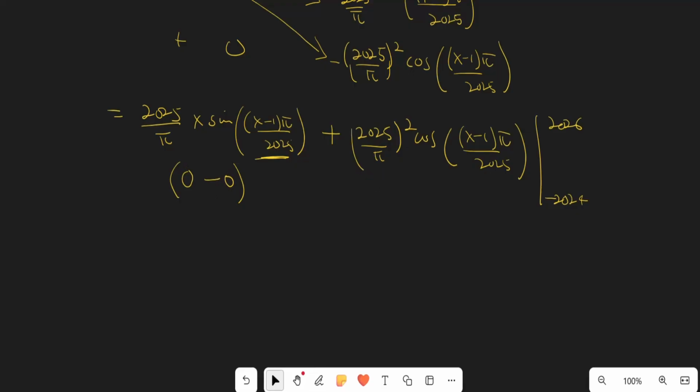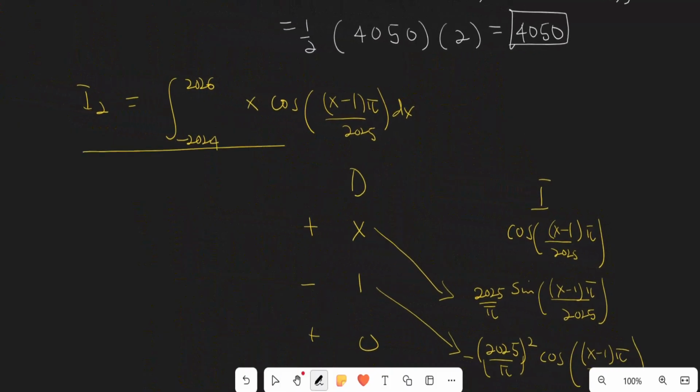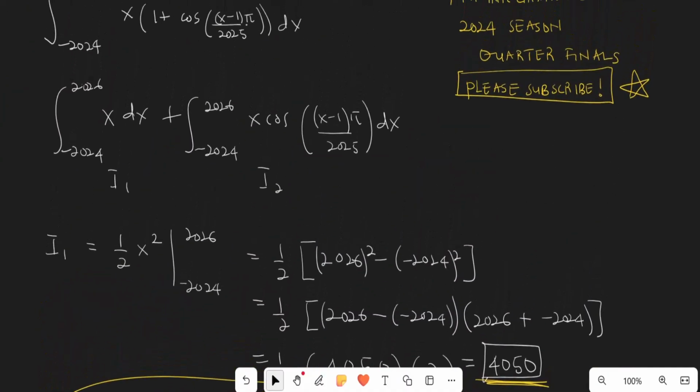The second one, when you plug in 2026, that is going to give you cosine of pi, which is negative 1, minus, if you plug in the lower limit, cosine of negative pi. And cosine is an even function. Cosine of pi and cosine of negative pi are the same, so that's going to give you negative 1 as well. So the upper limit and the lower limit are the same, that will give you 0. So this is 0, this is 0. That implies that our second integral is equal to 0. So the value of our integral is just the first integral, which is 4050.